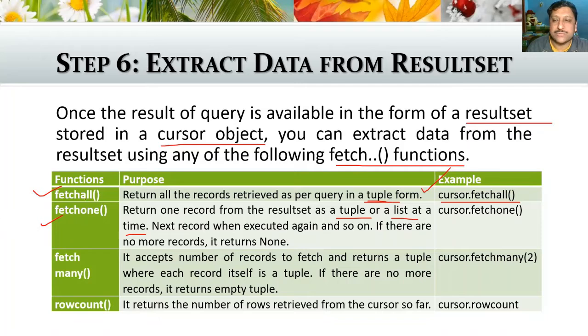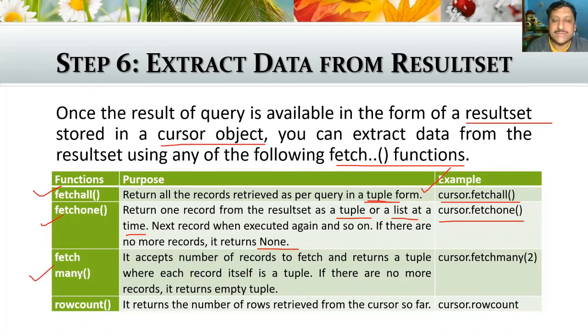You can use the fetchall function, you can use the fetchone function. The fetchone function will give you one record at a time. Okay, and the next time you execute the fetchone function again, it will give you the next record, next record, like this. If there are no records available at the end, then it will give you None. To execute the fetchone function, you just have to write cursor.fetchone.